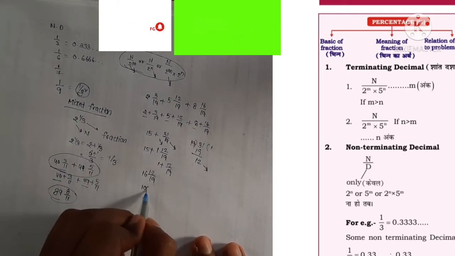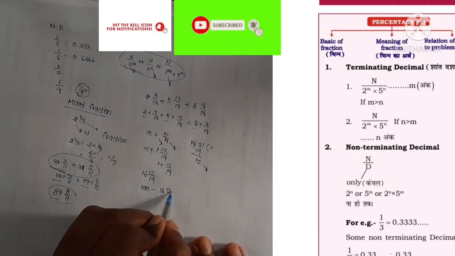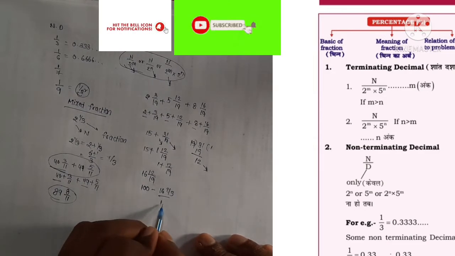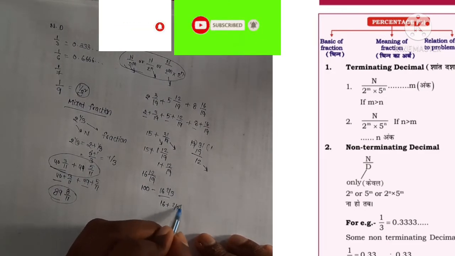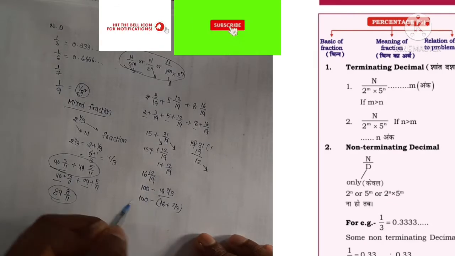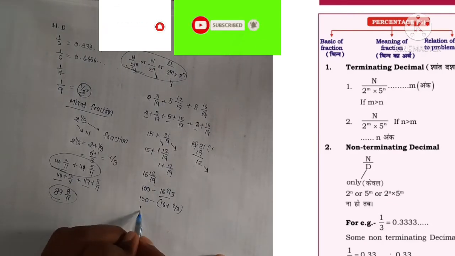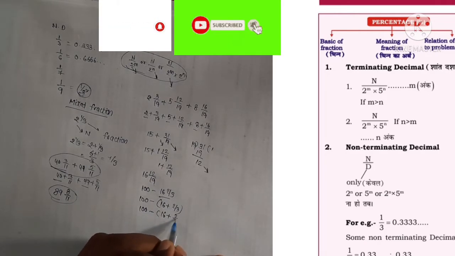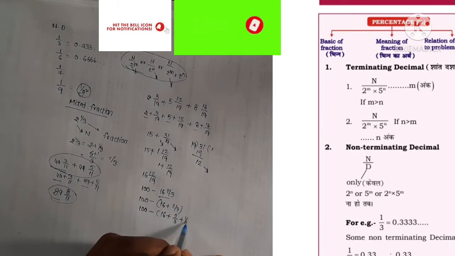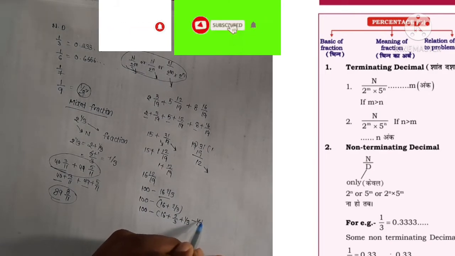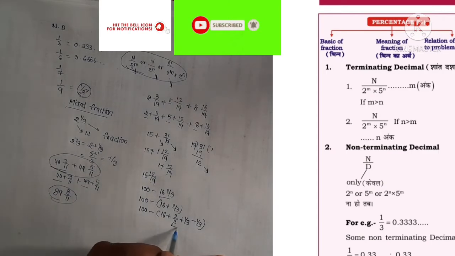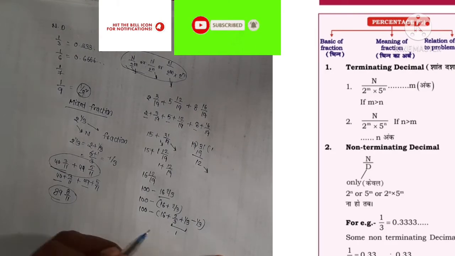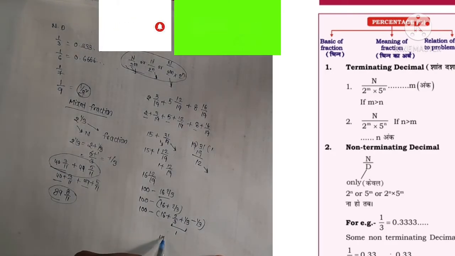Okay, I want to calculate 100 minus 16 2/3. What is the result? So this mixed fraction can be written as 16 plus 2/3. 100 minus 16 plus 2/3. I am adding 1/3 and subtracting 1/3, so the value is not changed. So 2/3 plus 1/3, the result is 1. So 16 plus 1, the value is 17.